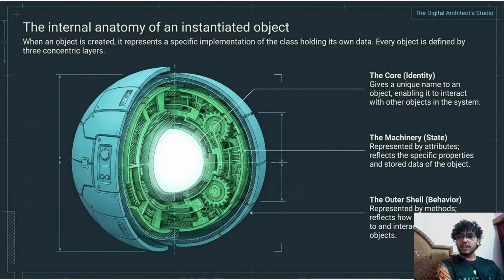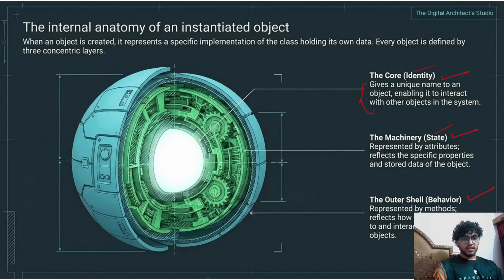Now, when an object is created, it represents a specific implementation of the class holding its own data. Every object is defined by three concentric layers. First of all, the core, which is the identity, the machinery, the state, and the outer shell, the behavior. So the core just gives the name to the object; giving a name to the object is defining its identity. Machinery, its state, represented by its attributes, reflects the specific properties and stored data of the object.